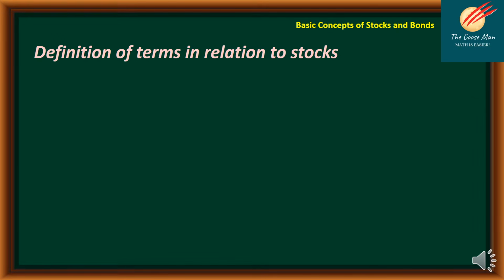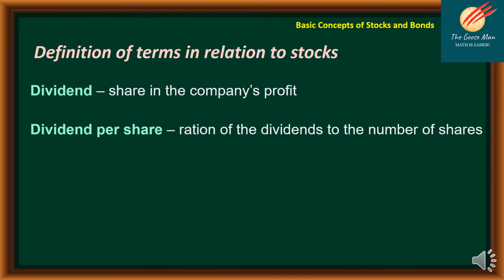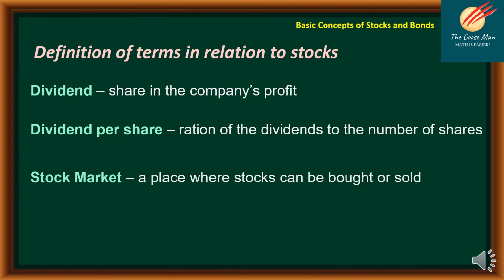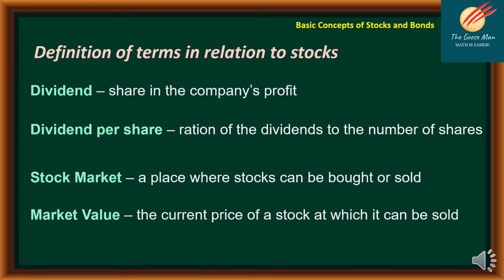Again, let's move on to the definition of terms in relation to stocks. Dividends are shares in the company's profit, while dividend per share is the ratio of the dividends to the number of shares. The stock market is a place where stocks can be bought or sold, and finally, market value is the current price of the stock at which it can be sold.